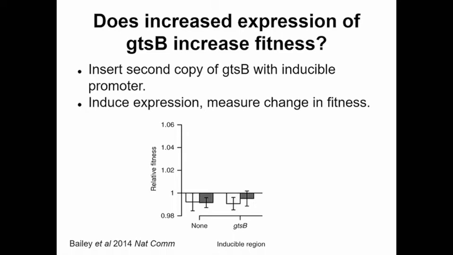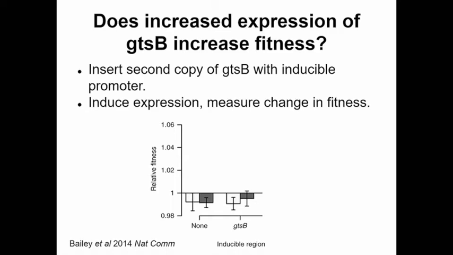So here we have relative fitness on the y-axis. So on the x-axis here we have, this is just the control with no insert. This is with that gtsB inserted with an inducible promoter. The colored in bars here are when that promoter has been induced compared to when it hasn't been induced.